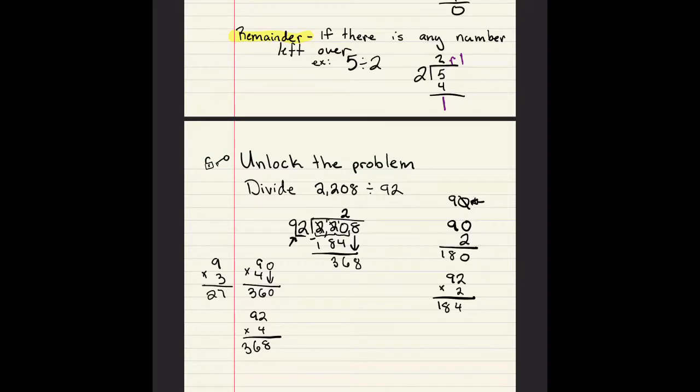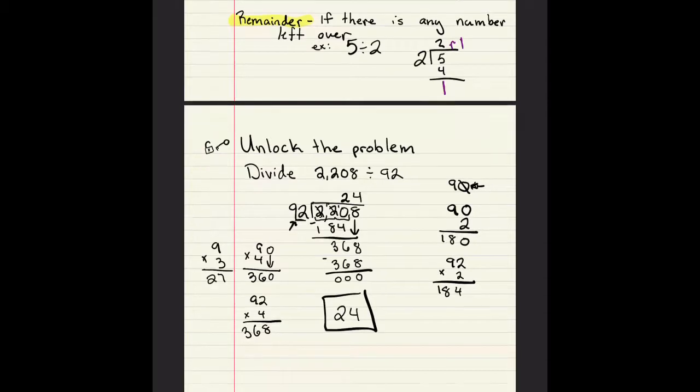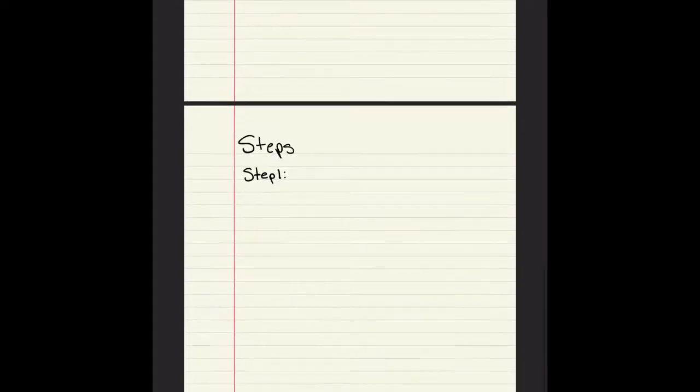Now I have the exact answer. So I can plug in my 4, and I have 368. Subtract, and I have 0. So my final answer is 24. I'm going to box it. All right, moving on to the steps.